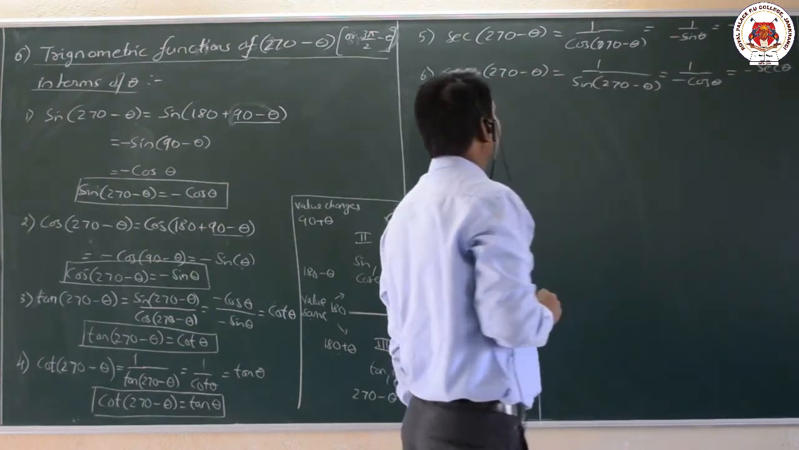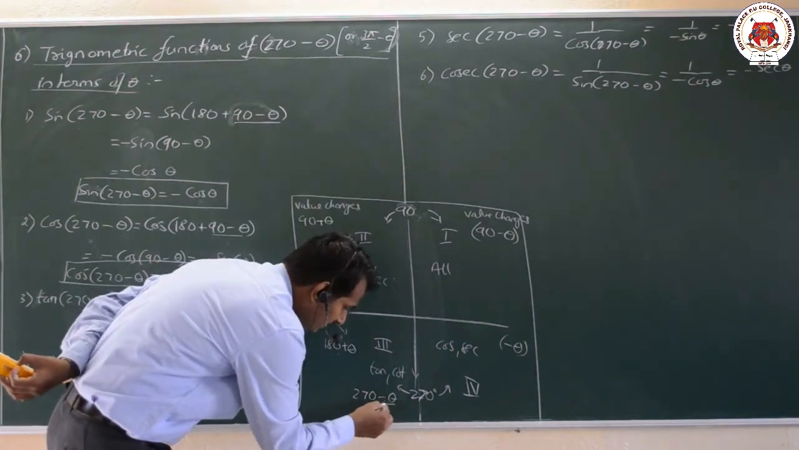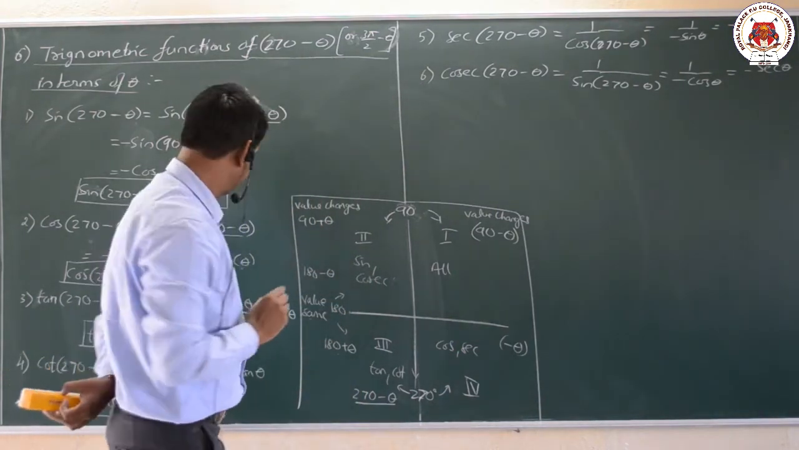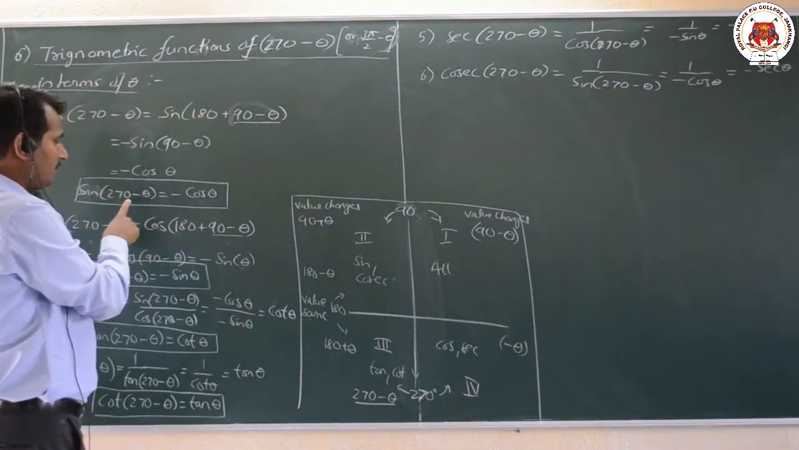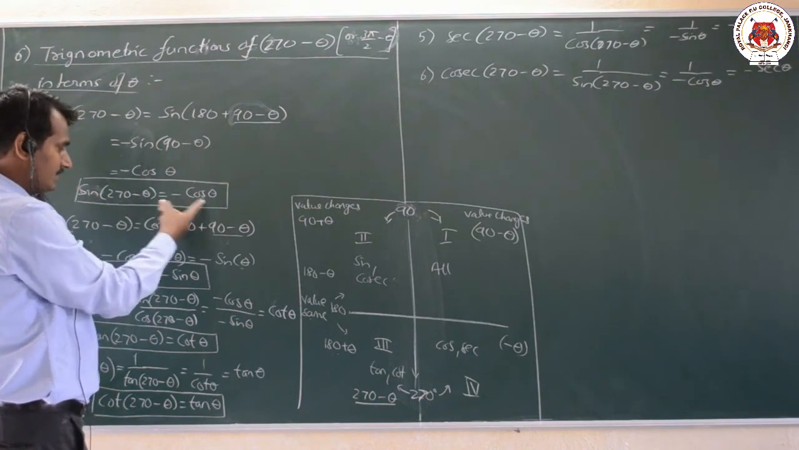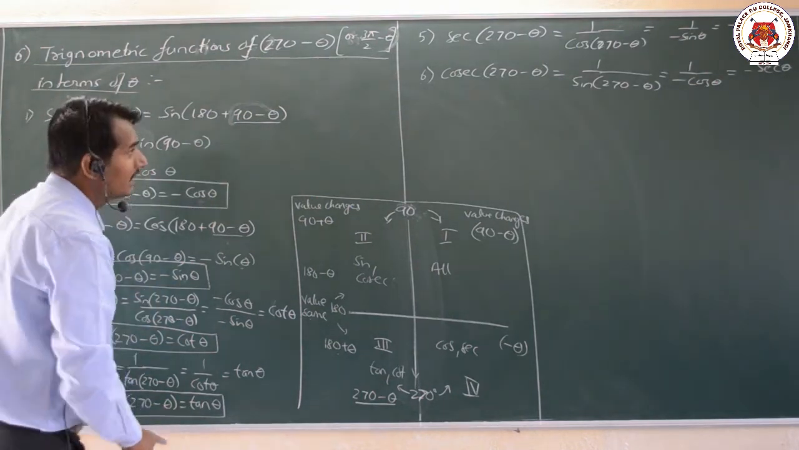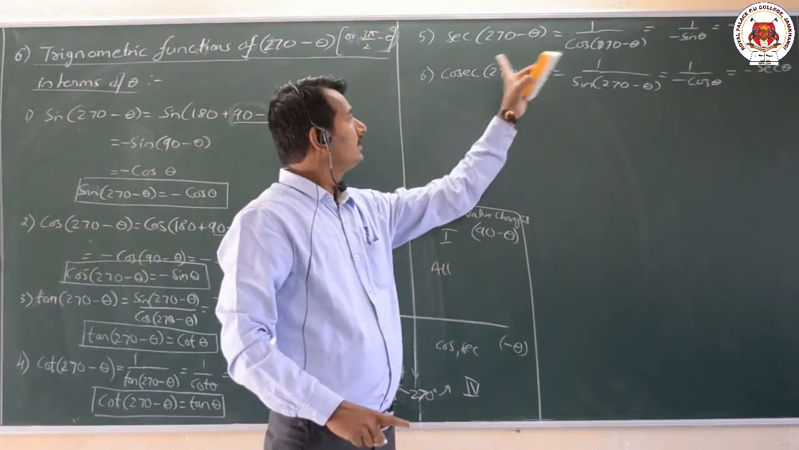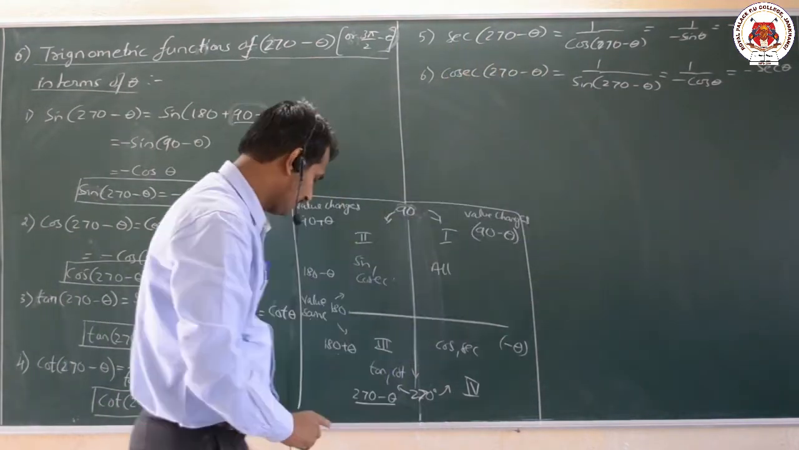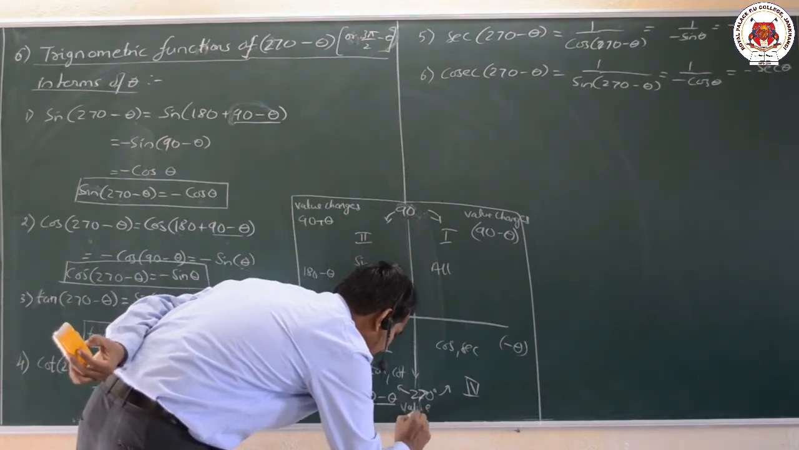So ultimately, dear students, in our discussion of 270 minus theta, that is 3 pi by 2 minus theta, the sign changes. Cos becomes sine, tan becomes cot, cot becomes tan, secant becomes cosecant, cosecant becomes secant. So here what I can write is: value changes.